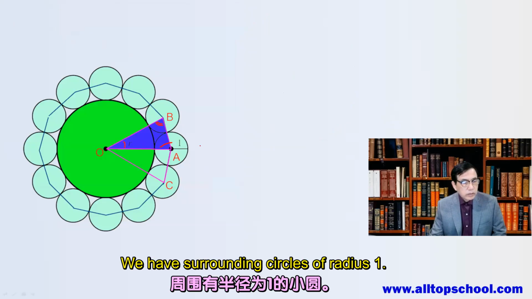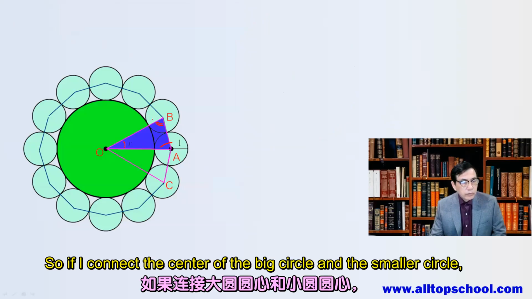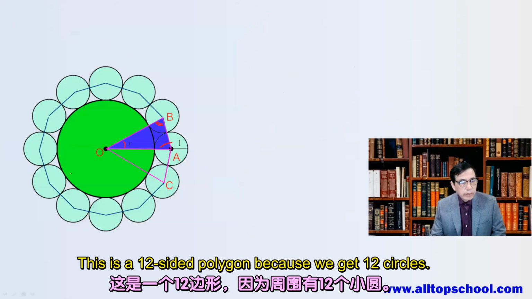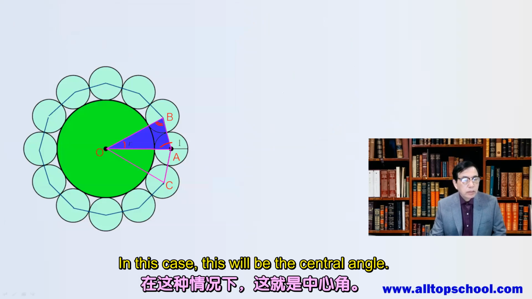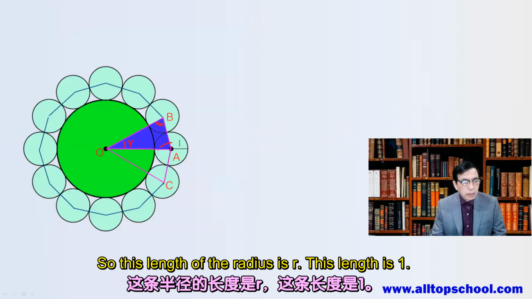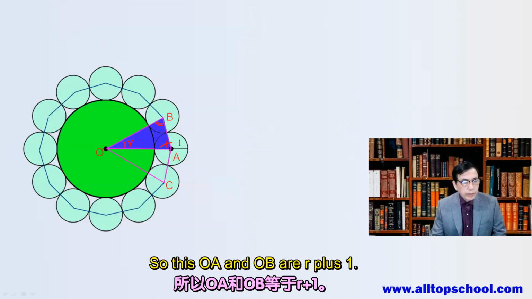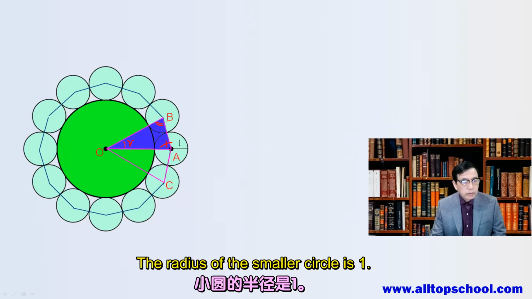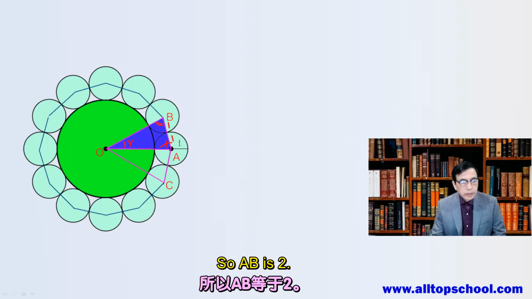We have surrounding circles of radius 1. If I connect the center of the big circle and the smaller circles' centers, I get two consecutive radii of the polygon. This is a 12-sided polygon because we get 12 circles. In this case, this will be the central angle. The length of the radius is r, and this length is 1, so OA and OB are r plus 1. A and B are connected, and the radius of the smaller circle is 1, so AB is 2.